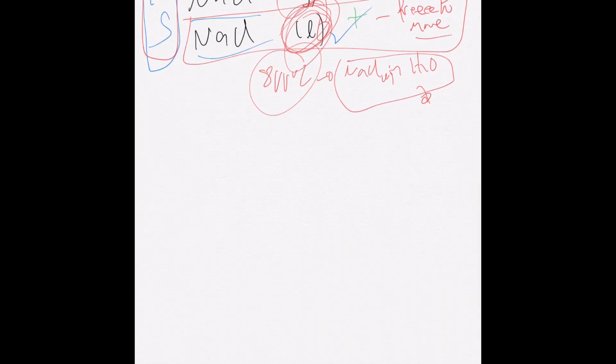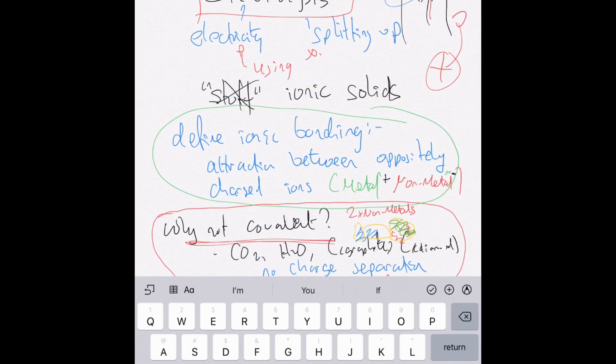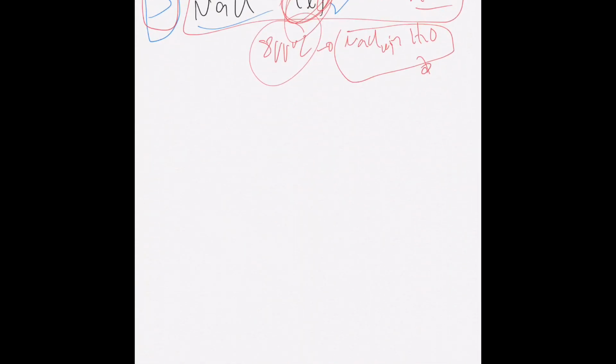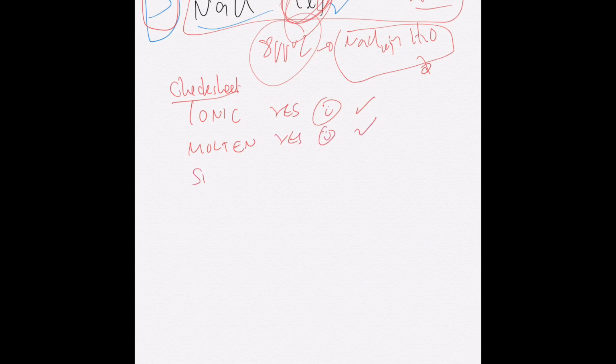So, what do we need to have? We must have an ionic compound. If it's ionic, this is our check sheet. Is it ionic? Yes. Happy faces. Tick. Is it molten? That means melted, liquid. Yes. Happy face. Brilliant. Is it solid? Yes. Well, unhappy face. Cannot. Is it aqueous or dissolved in water?